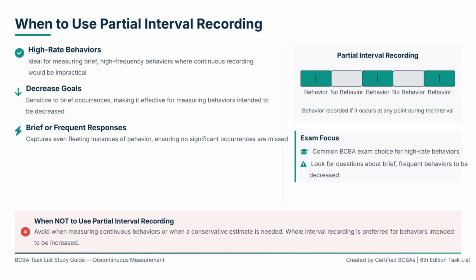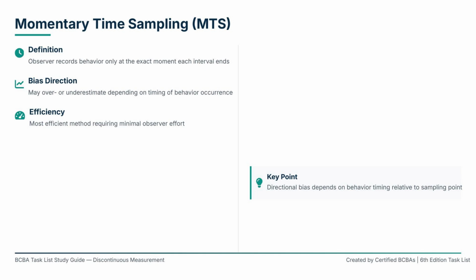Partial interval recording is ideal for brief, high-frequency behaviors you want to decrease, and situations where missing occurrences would be problematic. However, it should not be used for continuous behaviors or increase goals. A common exam trap is using partial interval to measure behaviors intended to increase. Avoid that.